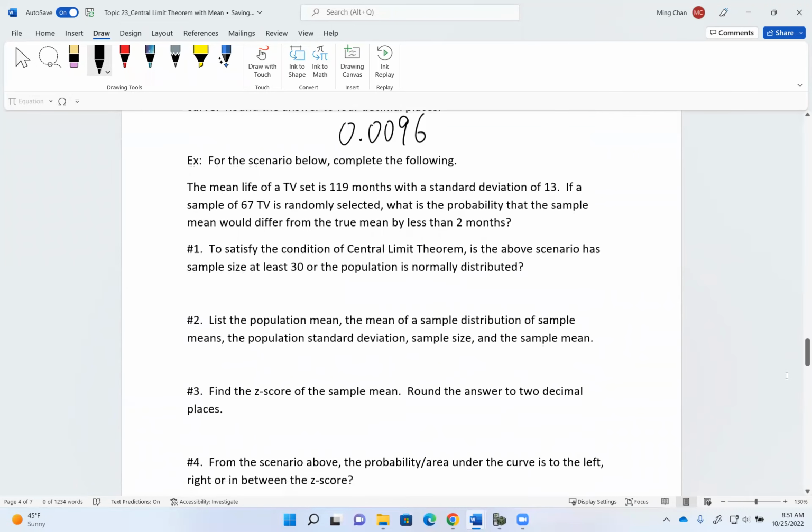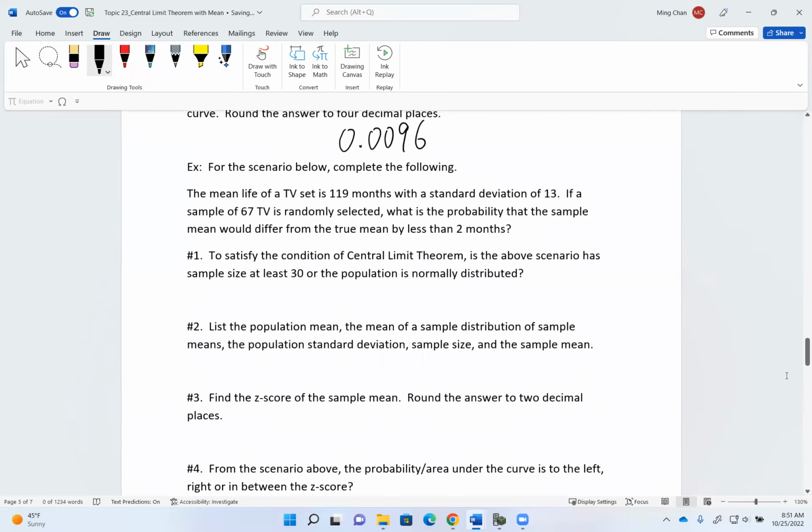All right, this one is a little bit of an interesting problem. The mean life of a TV set is about 119 months with a standard deviation of 13 months. If a sample of 67 TVs is randomly selected, what is the probability that the sample mean would differ from the true mean by less than 2 months? That part is a little bit weird, what that means.